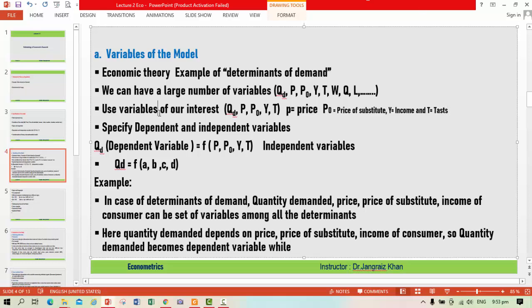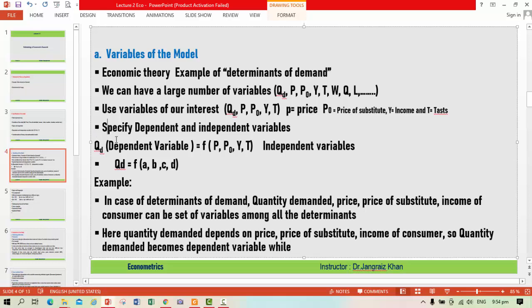So after the identification of the variables, the next step is to specify the dependent and independent variables. This is also an important step, and some students make a mistake here. If you have mistakenly made the dependent variable an independent variable, then all your hard work will be useless. So care should be taken here.